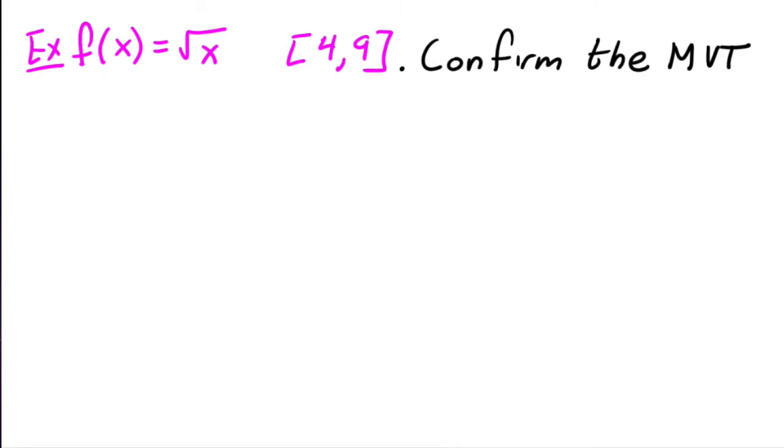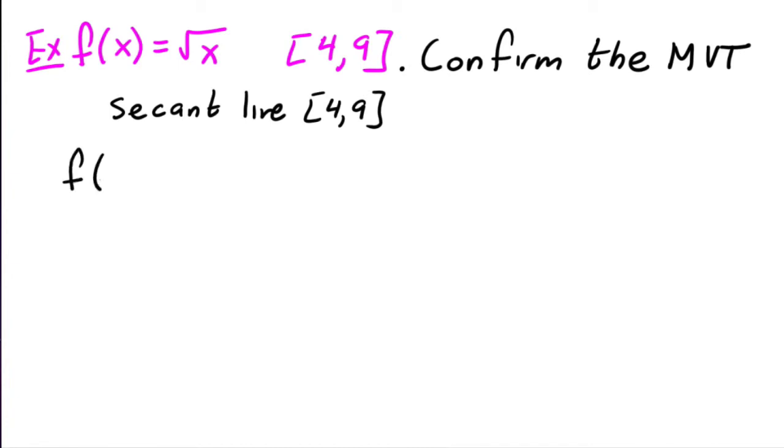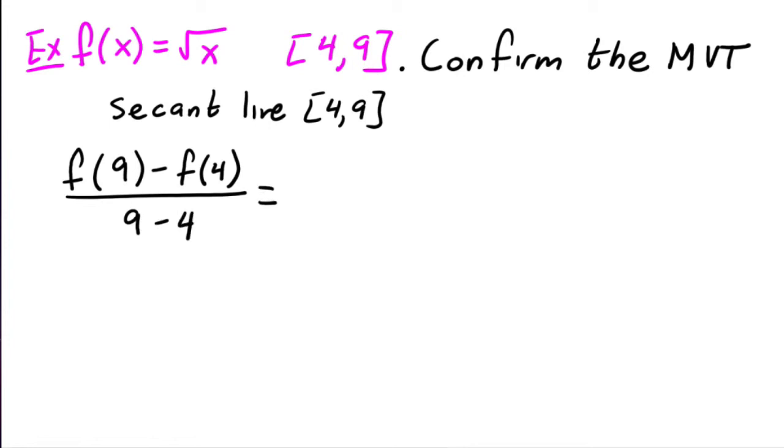So we basically need to do two things. We need to find the secant line between 4 and 9. And so that should be pretty easy. So we have f of 9 minus f of 4 over 9 minus 4. Okay, so if I plug in 9 into my function, I would get 3 minus, if I plug in 4, I would get 2. 9 minus 4 is 5, so this is equal to 1/5.